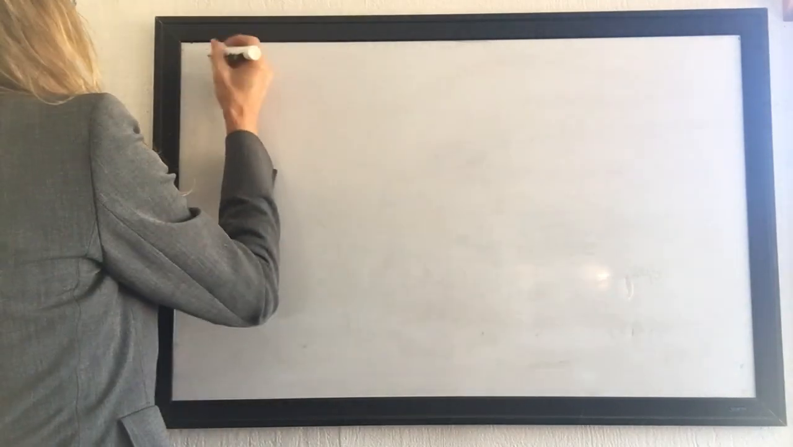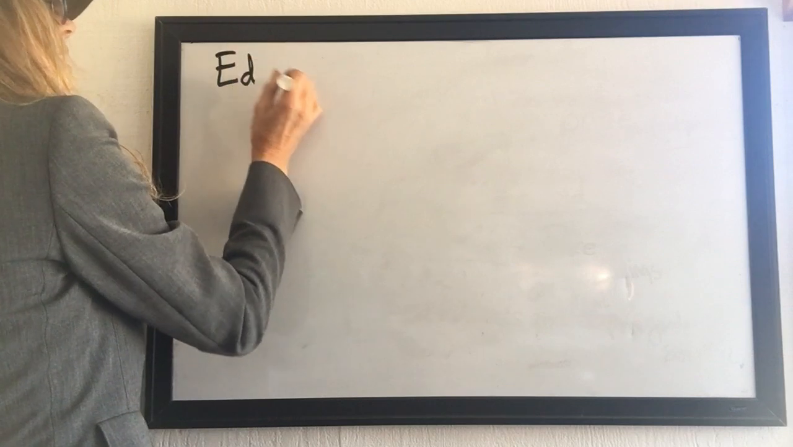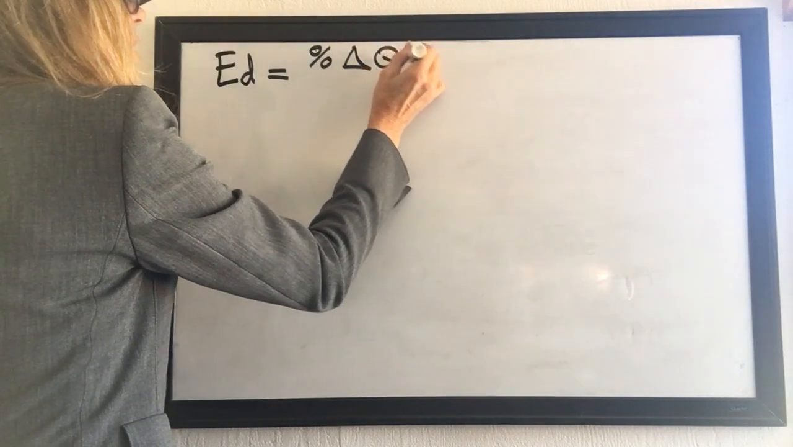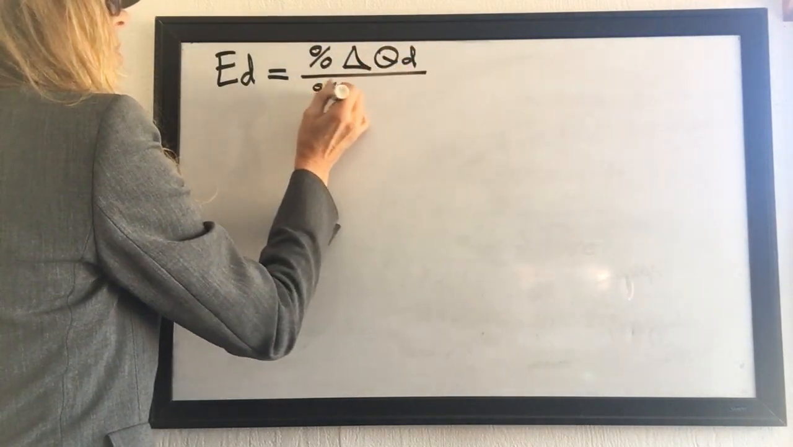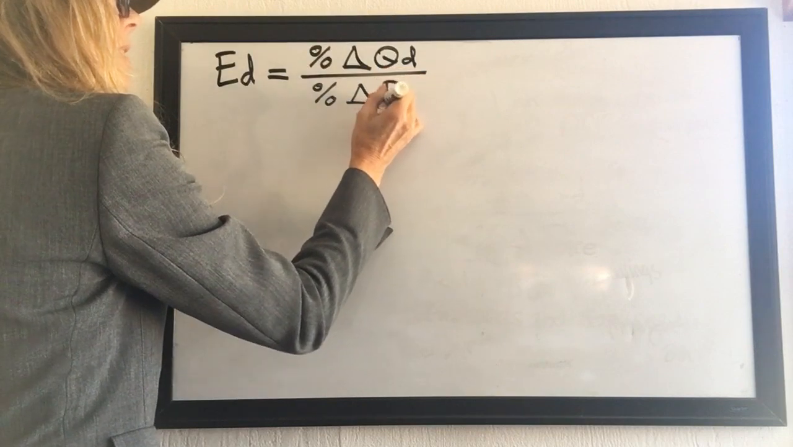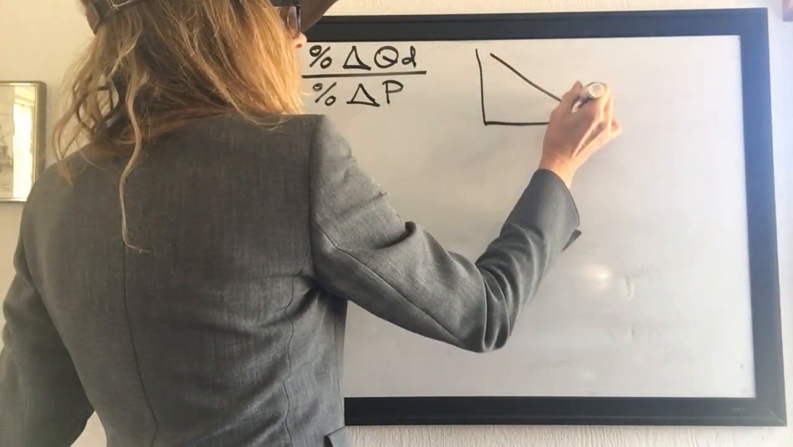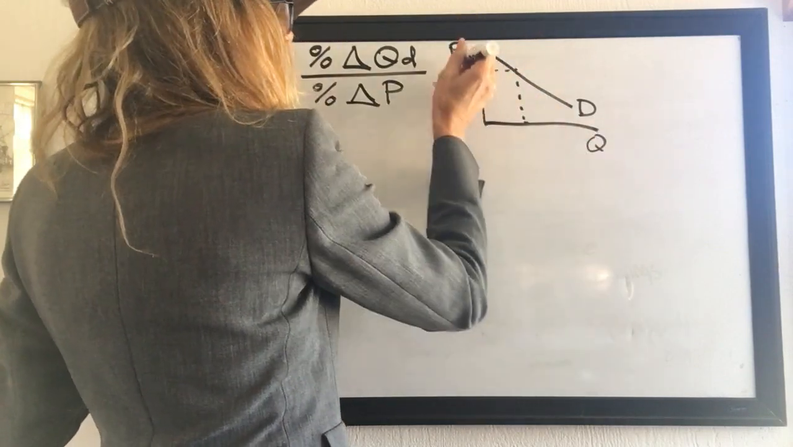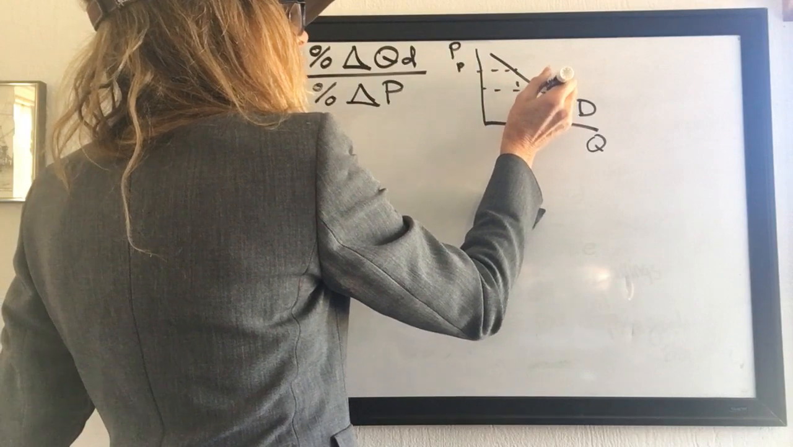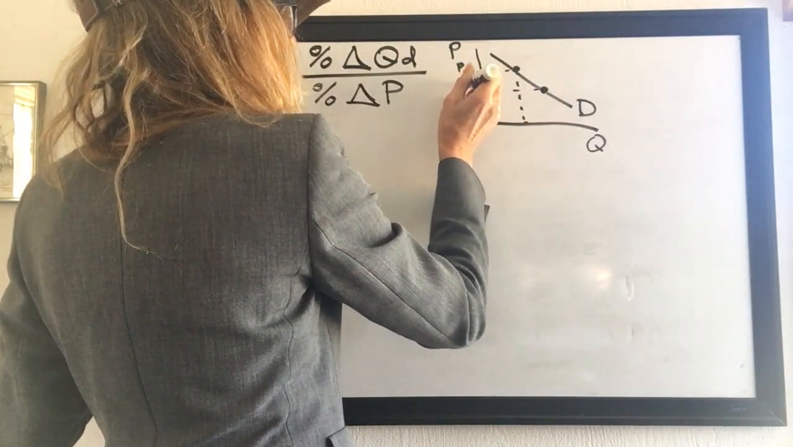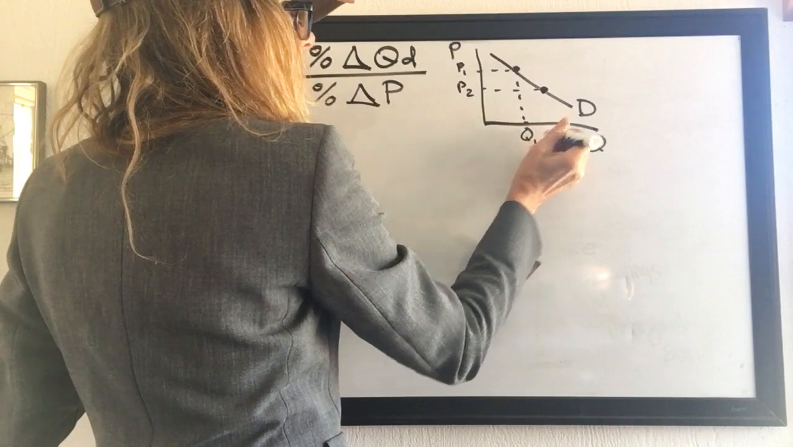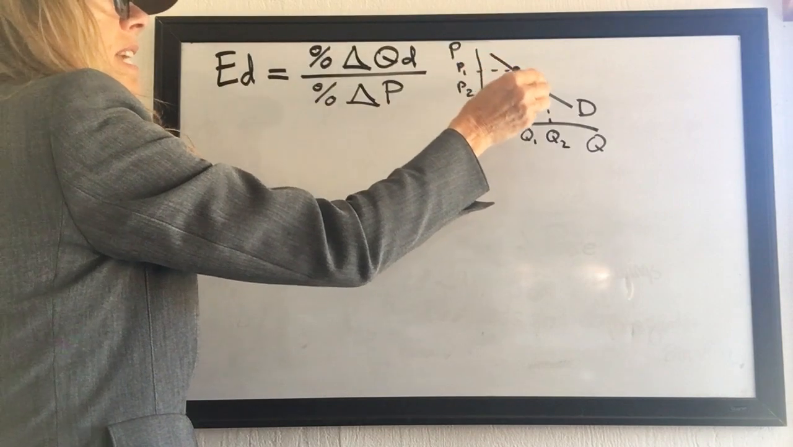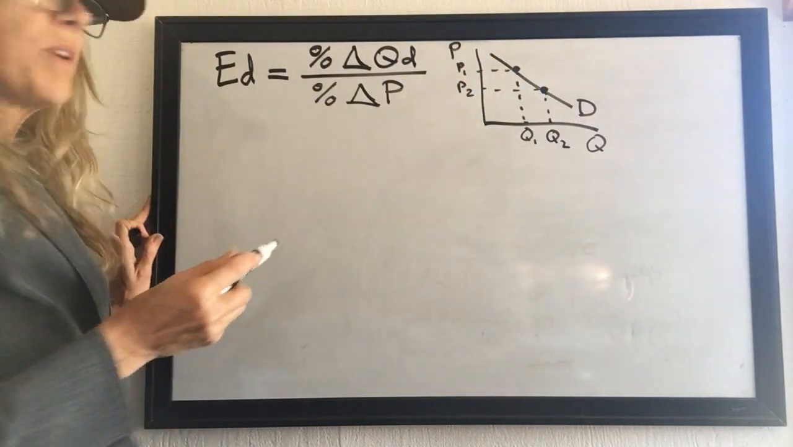Okay, welcome back. We've been talking about elasticity of demand, which is equal to the percent change in the quantity demanded over the percent change in the price. It means that we're looking at a demand curve that looks like this, and we're looking at two spots on the demand curve. And we're saying, what's the elasticity of demand between these two points right here?